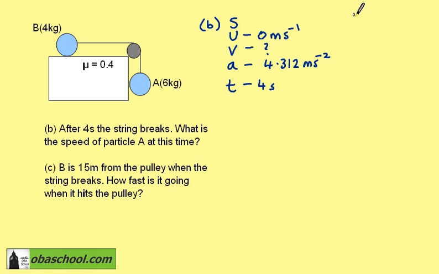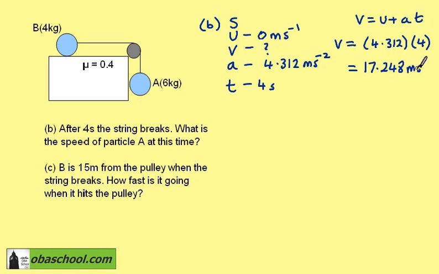These four quantities are related by v is u plus at. So v is going to be 0 plus 4.312 times the time, which is 4, which gives us 17.248 meters per second.